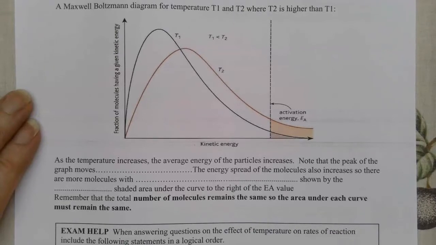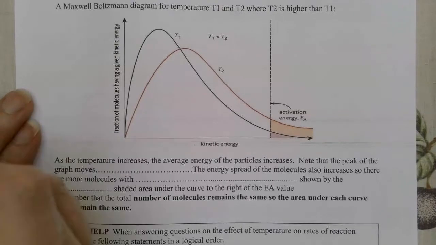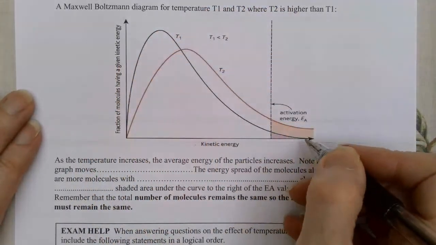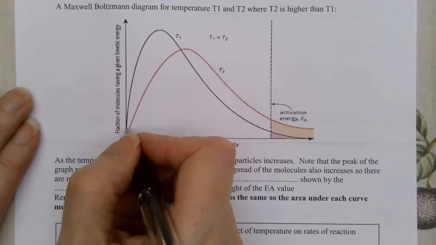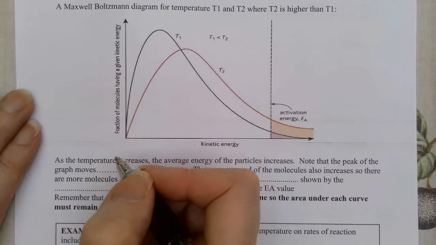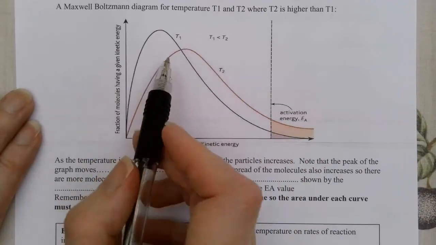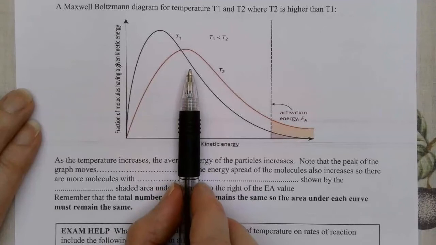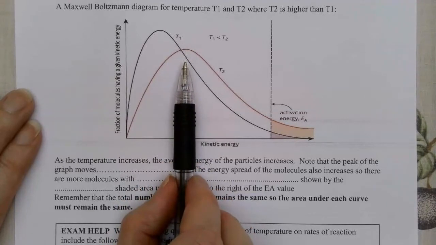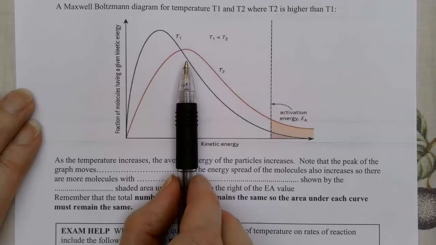So we've got here our Maxwell Boltzmann diagram for two different temperatures, T1 and T2, where T2 is higher than T1. So here is my low temperature curve, and here is my higher temperature curve. They're still going to start at the origin, they're still going to have the same general shape, but a couple of things you do need to notice. This T2 line, the peak has moved to the right because the average energy is now higher. It's lower, it's more, if you like, spread out in terms of the energy levels that my particles can take.